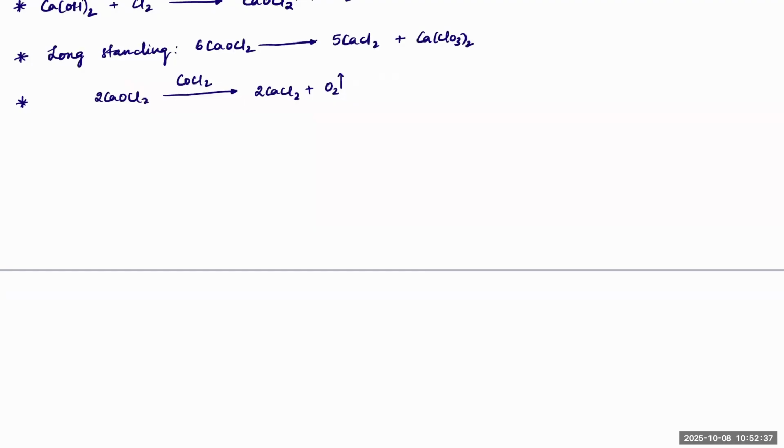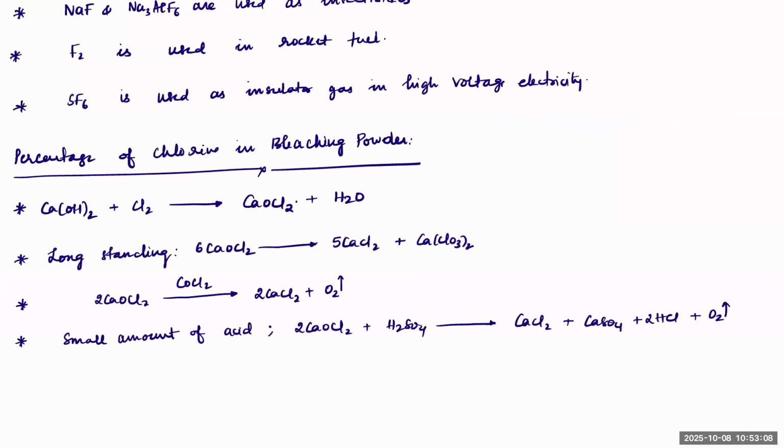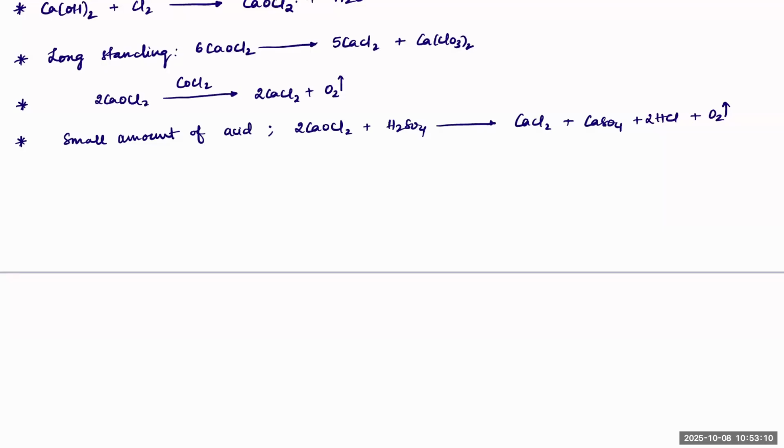Suppose next, if a small amount of acid is added, then you'll have 2 moles of CaOCl2 reacting with H2SO4, which is the acid I'm taking. Then you'll get CaCl2 plus CaSO4 plus HCl plus O2. This is the overall reaction that will happen. But this is the normal behavior of bleaching powder.